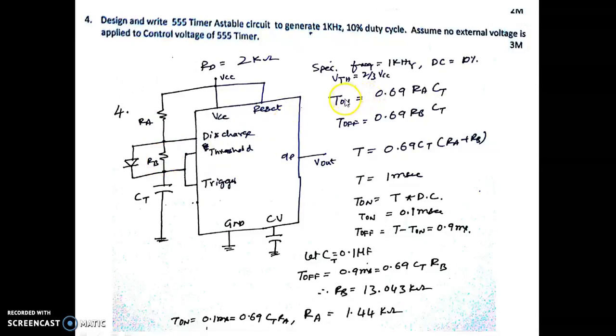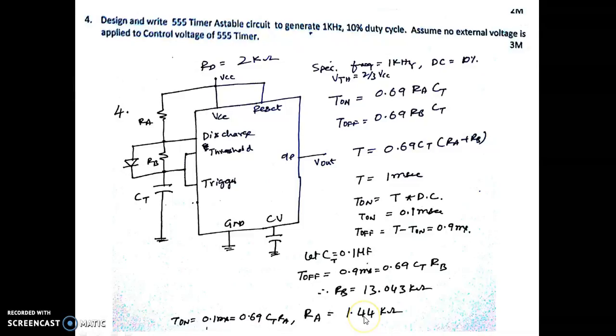So the expressions for the on time and off time are given by these two expressions. We know that the total time for 1 kilohertz is 1 millisecond. The on time is the total time multiplied by the duty cycle, which happens to be 0.1 millisecond. T off is 0.9 millisecond. Assuming the value of C to be 0.1 microfarad, we can get the value of RB as 13.043 kilo ohms.